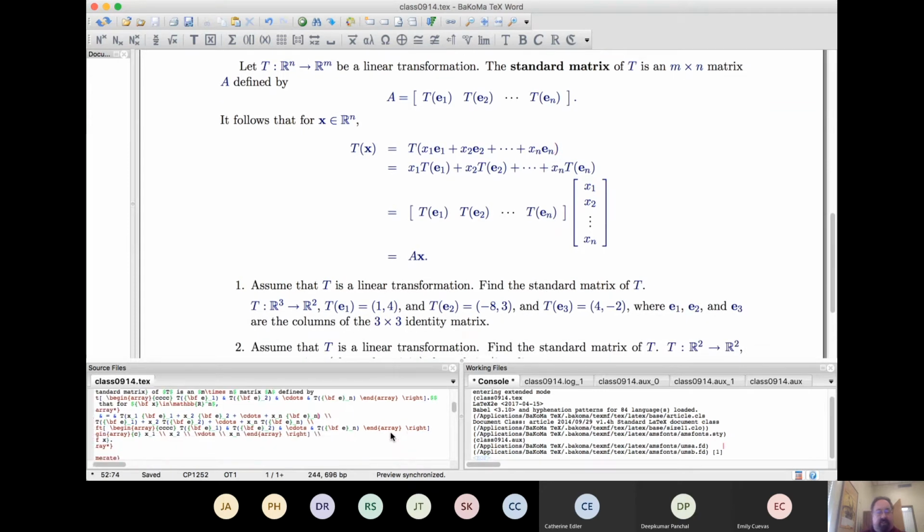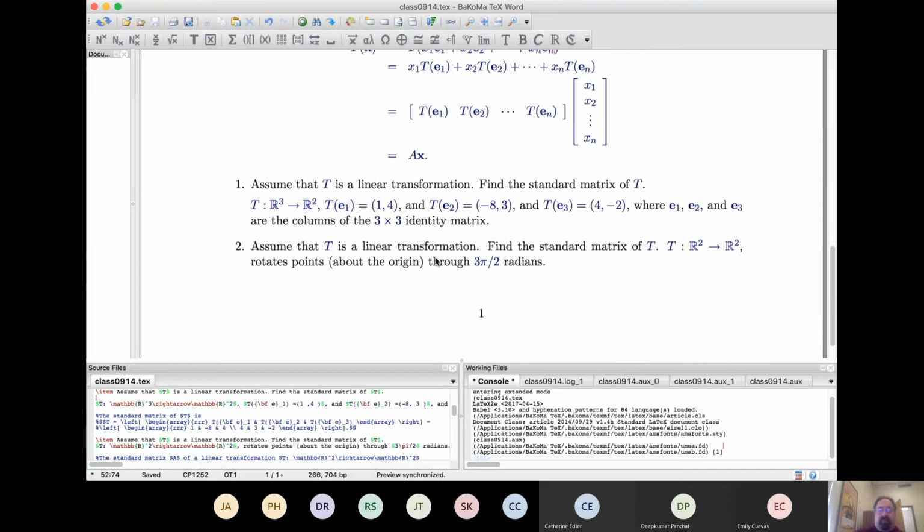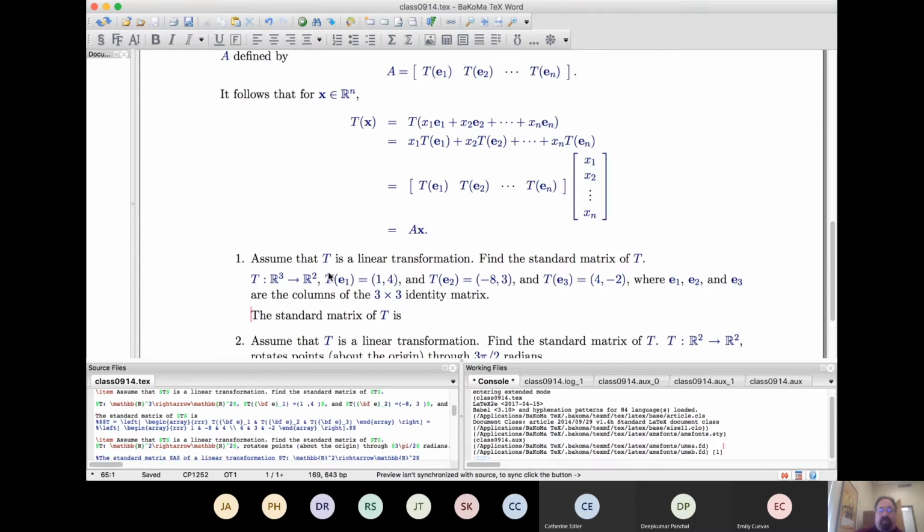And I will show you that in the first of these problems. So in this first one, you're given T in this manner. You're told what T does to each standard basis vector. So notice that T maps three-dimensional space into two-dimensional space. So you're applying T to three-dimensional vectors E1, E2, E3. The output is a vector of length 2. Okay. So that means it's going to be a 2 by 3 matrix, 2 rows, 3 columns. So I can use the definition of a standard matrix with the information that I'm given.